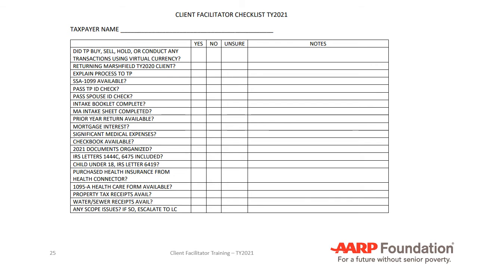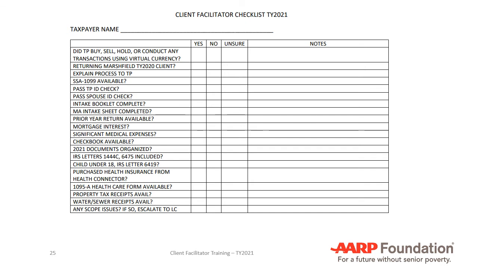IRS letter 1444C or 6475 included. That's the letter that relates to the economic impact payment number 3. Child under 18, IRS letter 6419. So somebody may have gotten the advanced child tax credit payment that started back in July, with monthly payments to the taxpayer. So we'd want to see that in letter 6419 in that situation.